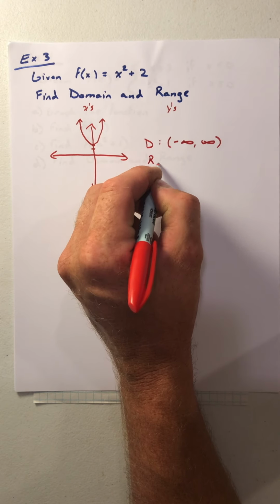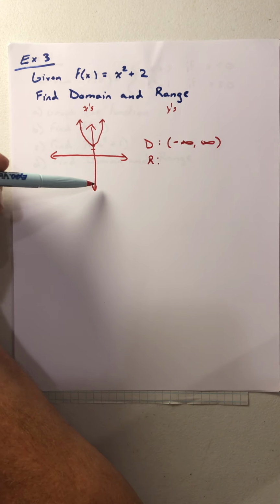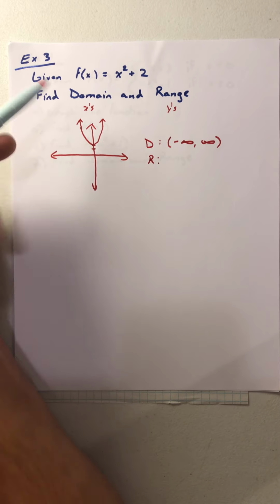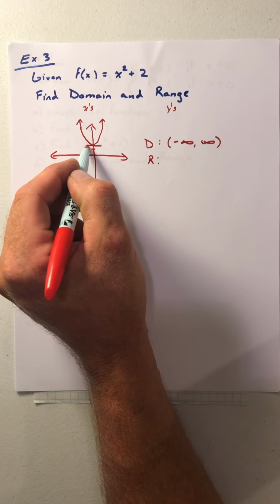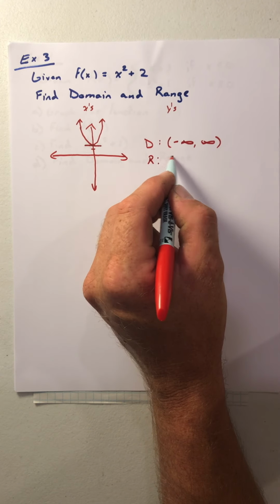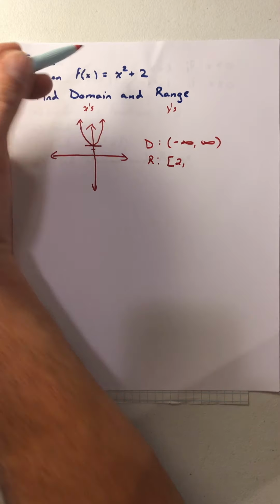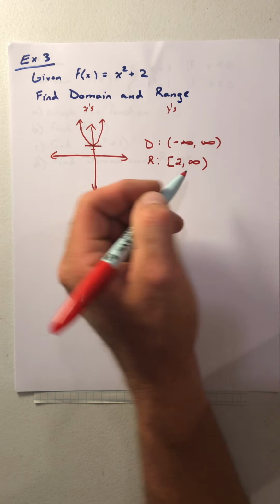Our range, we have nothing down here. And as we work our way up, the first place that we have it is at this point 0, 2. So our range starts at 2, and it's going to continue because these two branches continue up to infinity.